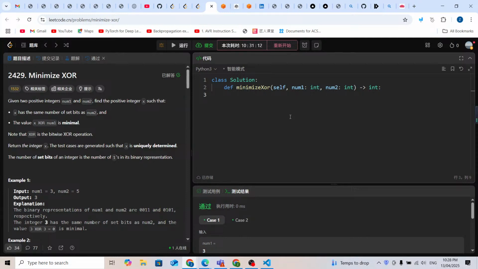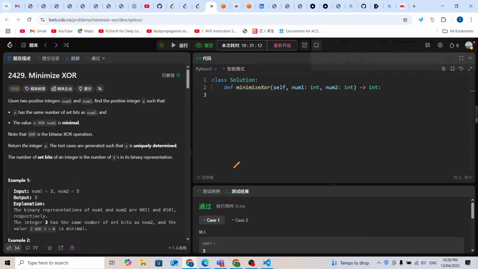To solve another LeetCode problem, 2429, Minimize XOR. We are given two integer numbers, nums1 and nums2, and we need to find the positive integer x such that x has the same number of set bits as nums2. So this is going to be easy. For example, if nums2 is 5, the number of set bits is going to be 2. And the second condition is that the value x XOR nums1 is minimal.